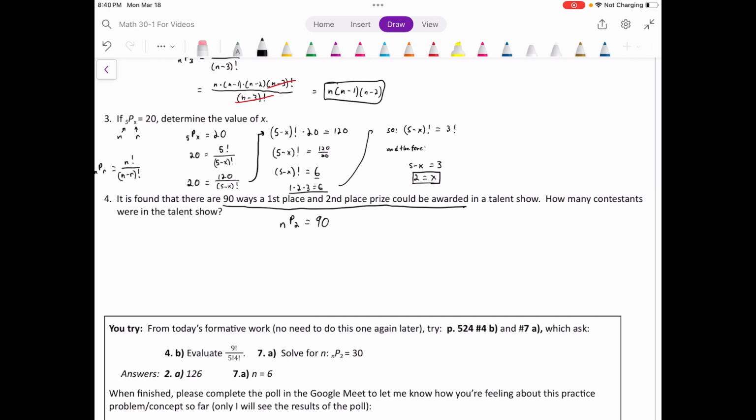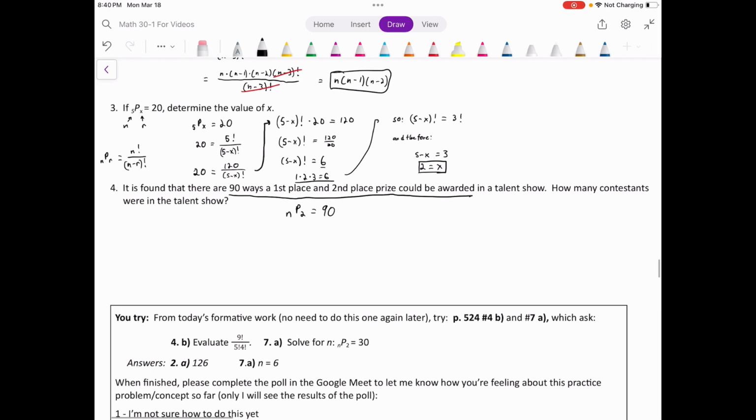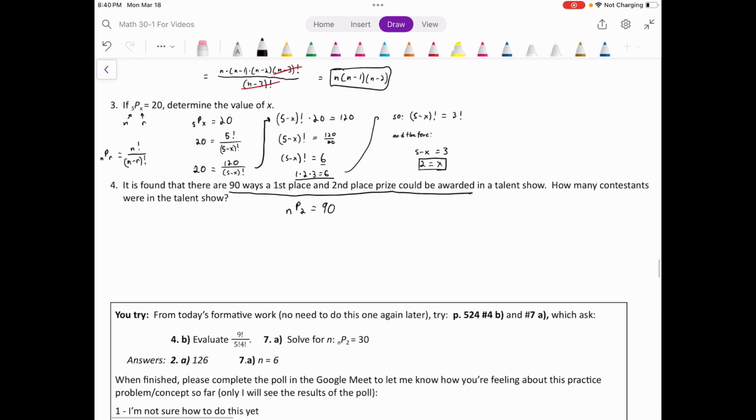Because that's really what we're doing here by picking first and second, right? Order matters. If person A is first and person B is second, that's a different outcome if the same two people are flipped around, right? If person B is first and person A is second, it might still be the same two people, but different order leads to a different outcome here. Okay, so that's what it's saying, right? It's just saying that nP2 is 90.